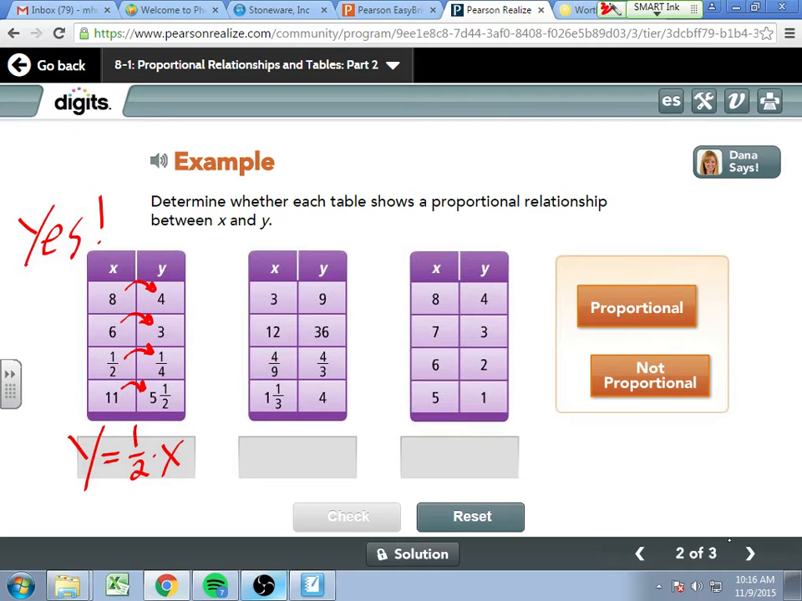Peyton, what about my second situation there, or the next situation? What was it?